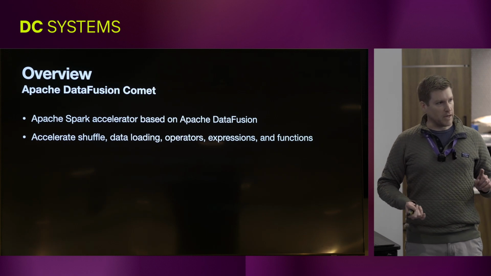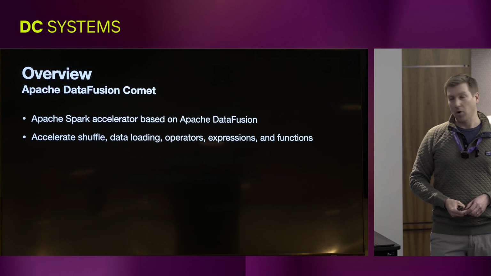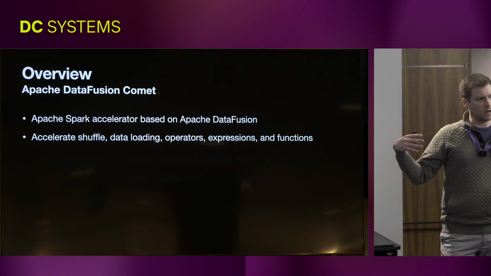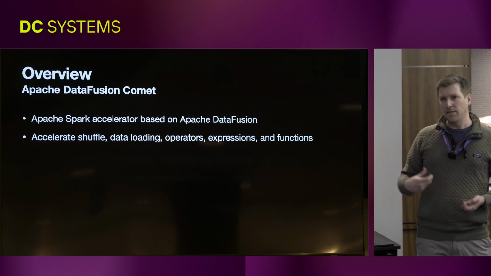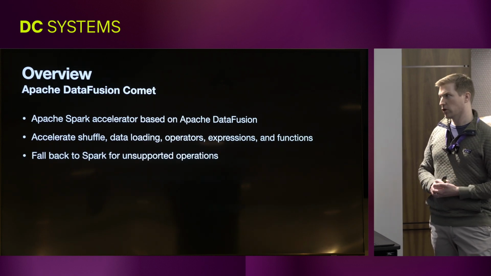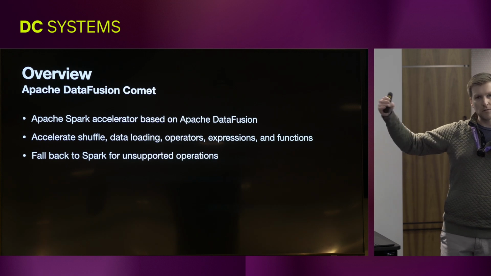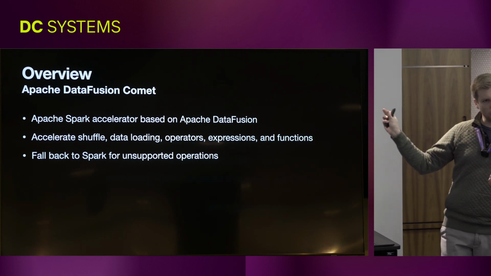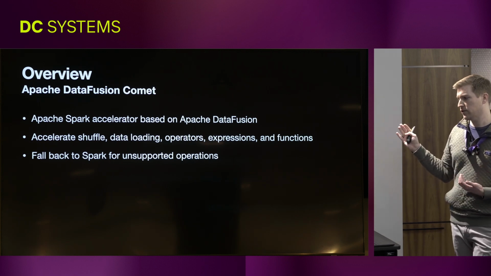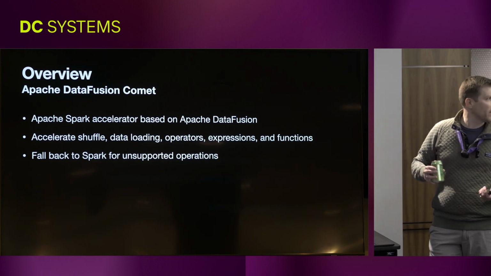We can accelerate things like Spark shuffle operations, which I don't have time to go into, things like data loading, which I described earlier, reading Parquet, operators like joins and aggregations, expressions, so different filters and things like that, and then functions like, let's say you wanted to know the standard deviation on a numeric column. We can do that in DataFusion as well. And if there are unsupported operations, we can fall back to Spark seamlessly. So you can get some sort of hybrid execution if part of your query plan we can't actually run natively on DataFusion just yet. And it may be the case that there's nothing preventing us from running it there. It's just we haven't implemented it yet.